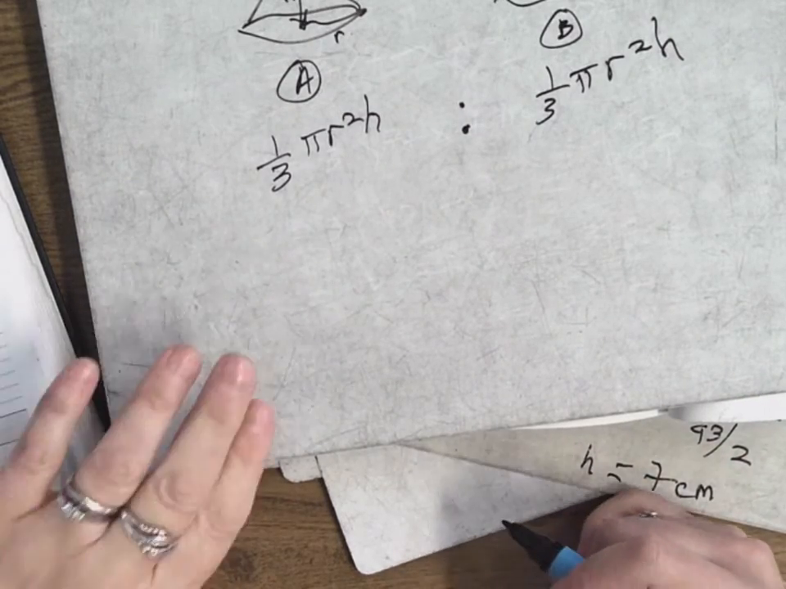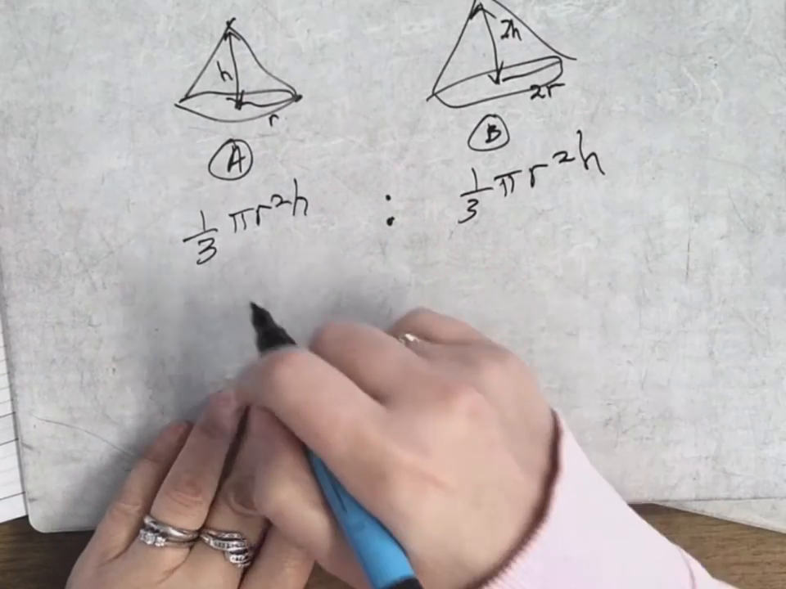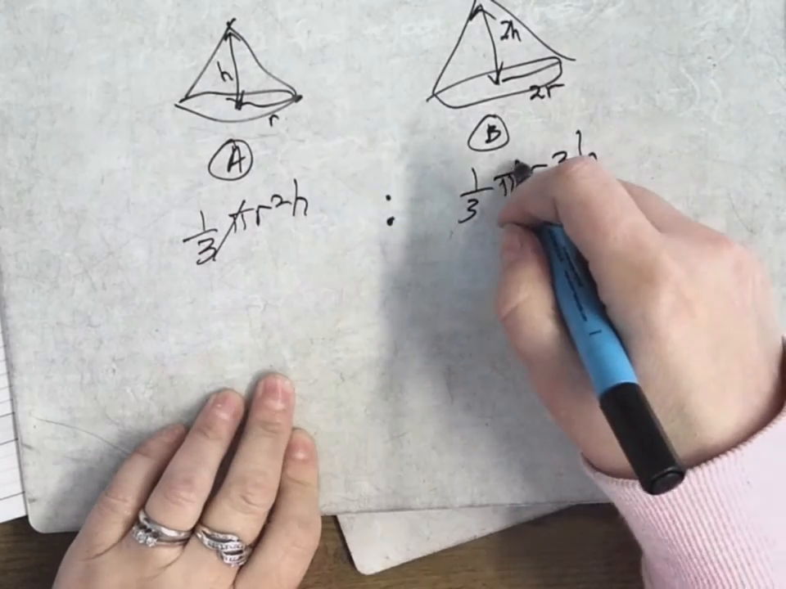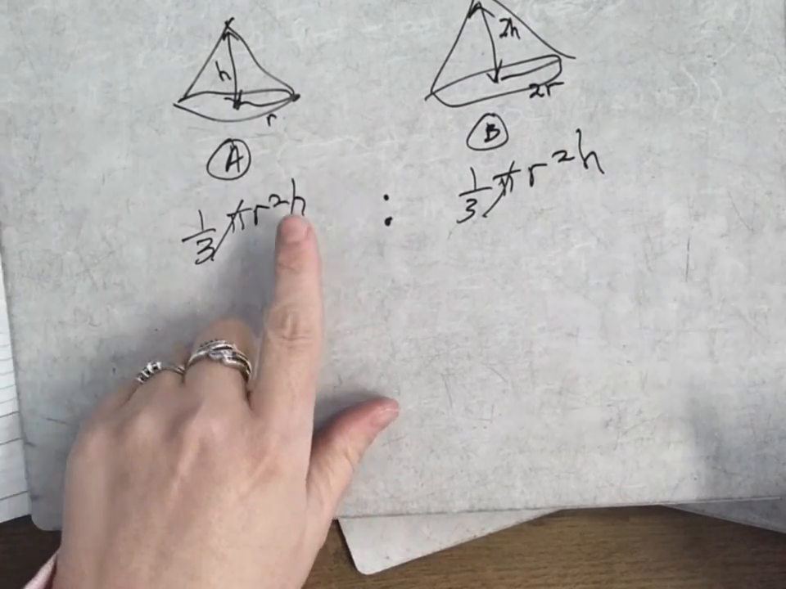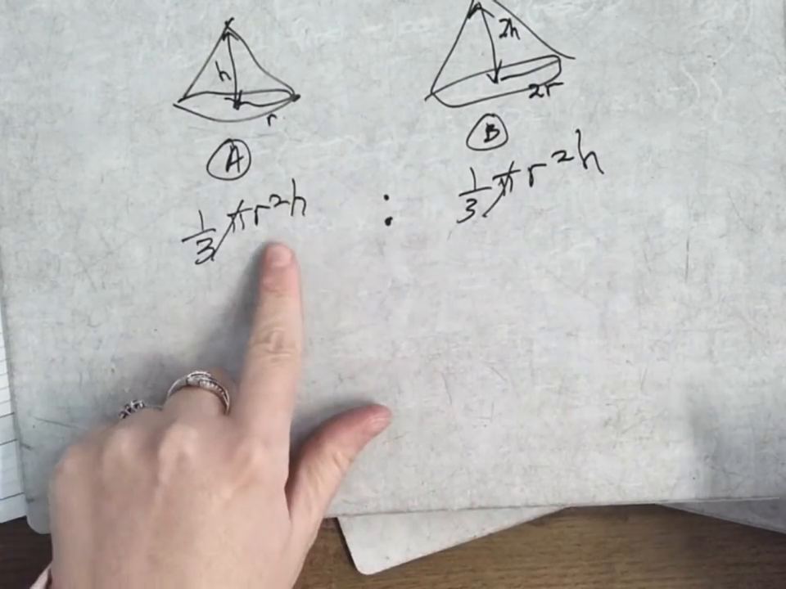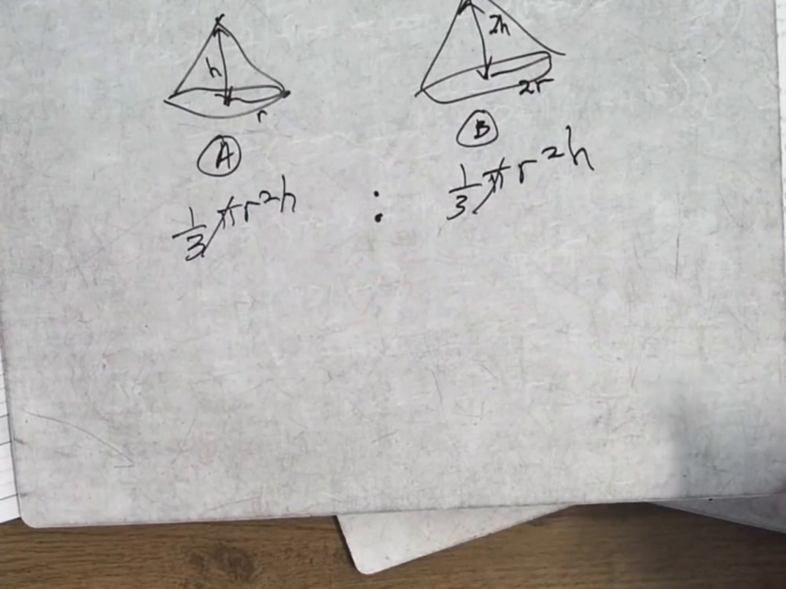Can anyone spot anything I can do straight away? There's a pi at each side, isn't there? Knock it off. There's also something else at each side. The r over here and the h refer to the r and h of that cone and the r and h of that cone, which are not the same. But there's something else that's the same.